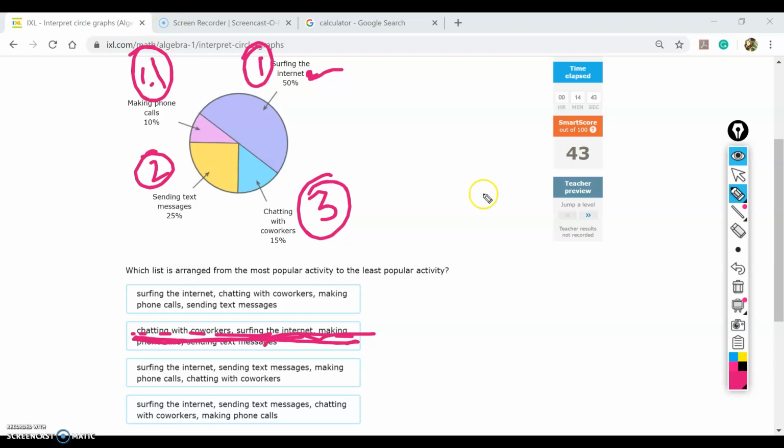So now let's see which one has exactly the same thing as that. If I go in here, this one has surfing the internet, then chatting with workers. Oh, this one is not correct because chatting with workers is number 3. Now let's see this one. Surfing the internet, sending text messages, making phone calls. This one is not correct either because making phone calls is not number 3, it's number 4. Now let's see this one. Surfing the internet, sending text messages, chatting with workers, and making phone calls. This one is in the correct order.